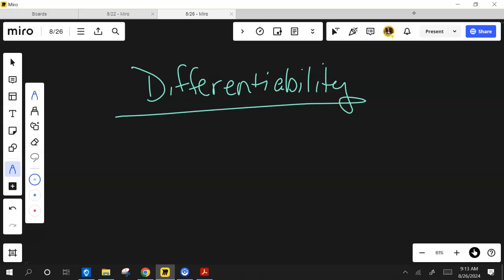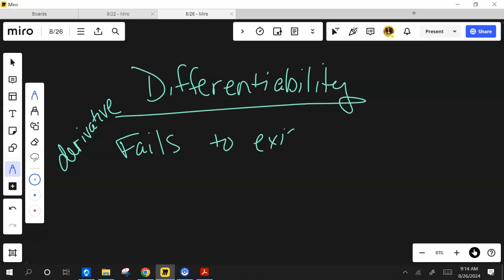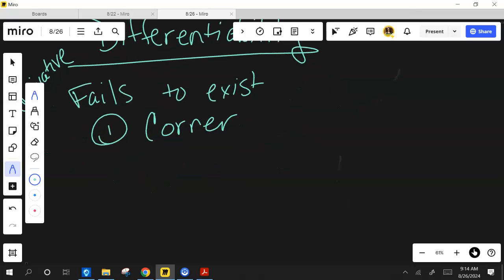Four scenarios where derivatives fail to exist. You just have to know these. I should say derivative fails to exist. Number 1 is a corner. What is a corner?